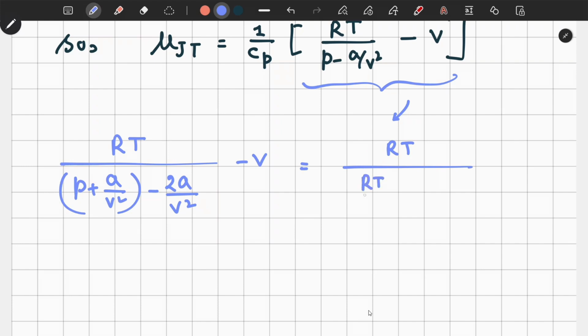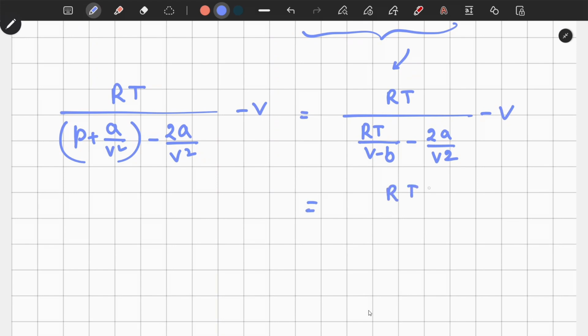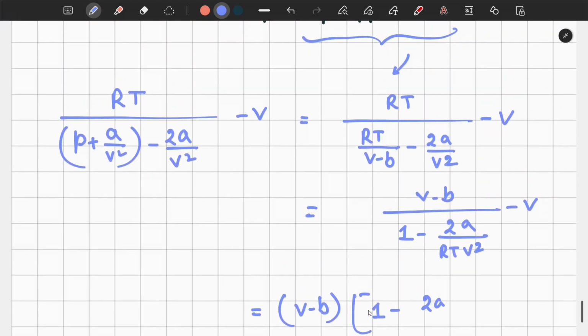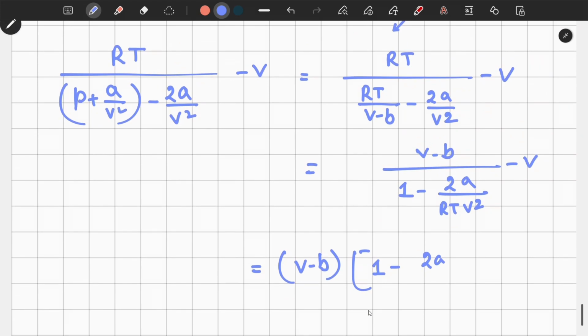So it is okay. Yes. RT, just take it above. Then if you take V minus B common, it will be 1 minus 2A. Okay, okay. Here V minus B is also taken there, so here it should be V minus B.